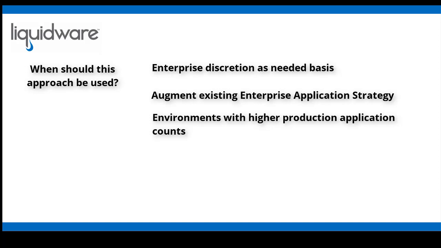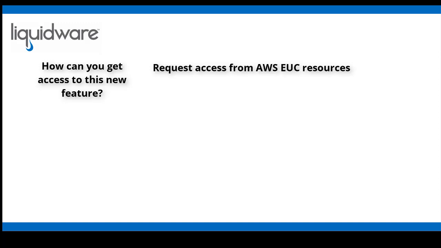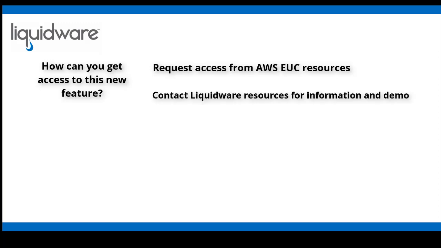management efficiency and flexibility. How can the enterprise gain access to this new feature? Simply request access to the new Dynamic Apps feature from your AWS account resources. This will give you access to the new image that provides additional support for the Profile Unity and FlexApp capabilities within AppStream. At any time, you can contact Liquidware for additional information about AppStream.